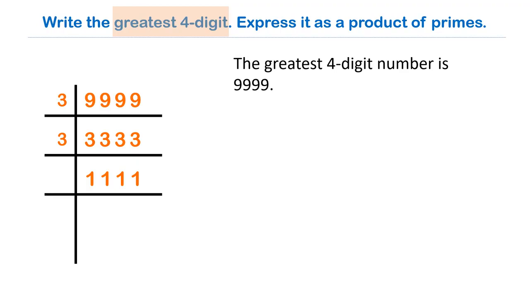And now we take the next prime number 7 and do the divisibility test. So first we double the last digit of 1111. That is 1 multiplied by 2 is equal to 2, and subtract it from the remaining digits, which is 111 minus 2 is equal to 109. Since 109 is not divisible by 7, the entire number 1111 is not divisible by 7. So we take the next prime number 11 and do the divisibility test.